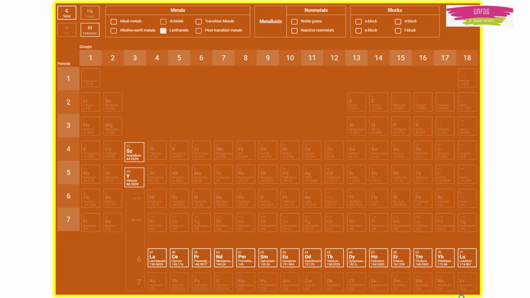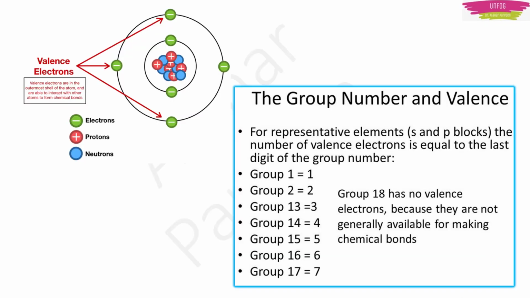Now this was all about our periodic table. Now one interesting fact I want to tell you. We were talking about the group numbers, right? Now how you decide which element belongs to which group is very interesting. You know what valence electrons are, right? Valence electrons are the electrons which are present in the outermost shell of the atom. They are the ones which are able to interact with other atoms and form chemical bonds.